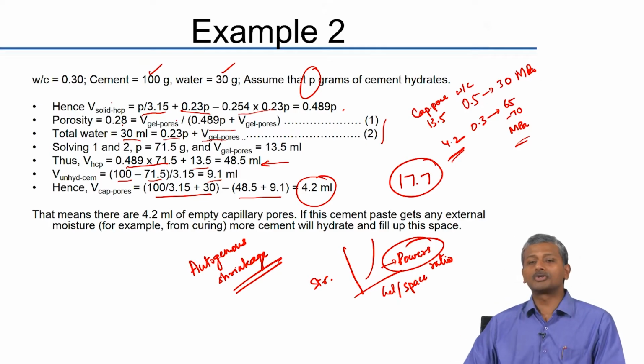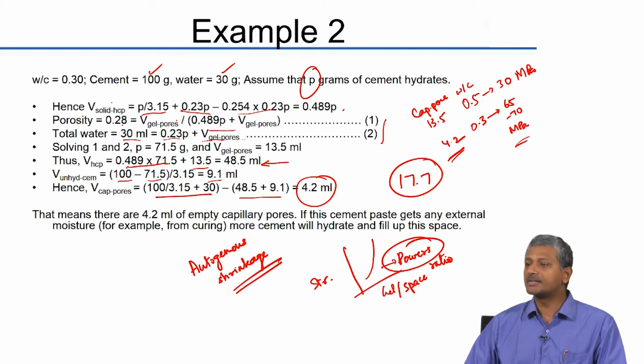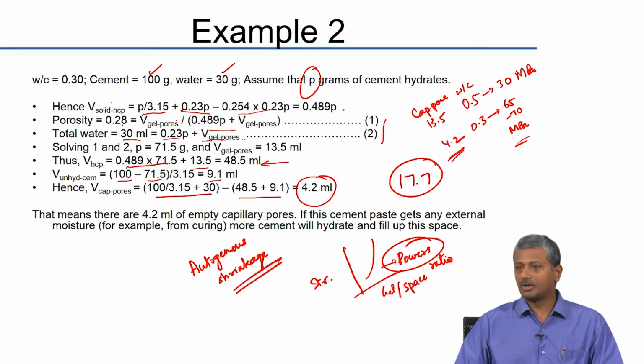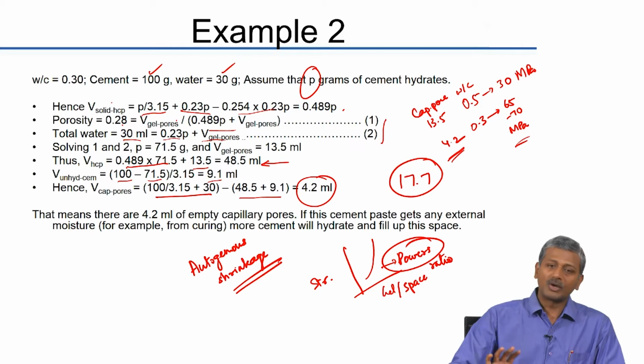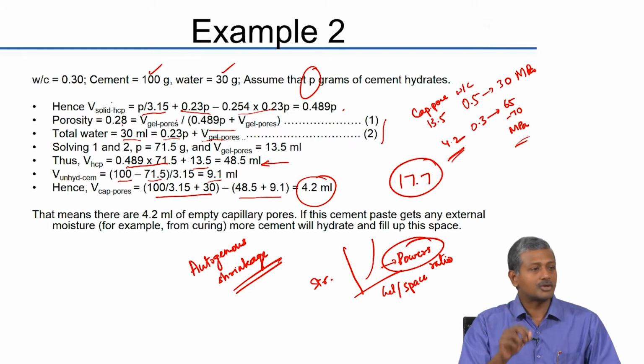Anybody heard of this term, autogenous shrinkage? What does it mean? Autogenous means happening on its own. And why does it happen on its own? Because of hydration of the unhydrated cement. And why is it leading to shrinkage? Of course, one is the chemical shrinkage. We already saw 25.4% of the bound water, that's chemical shrinkage. But why is this autogenous shrinkage happening?